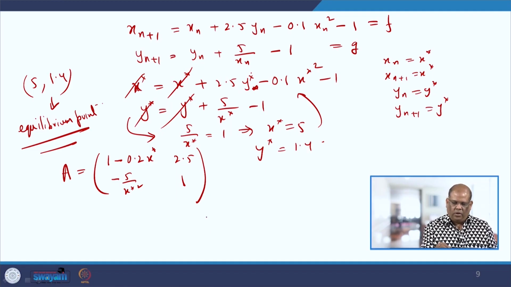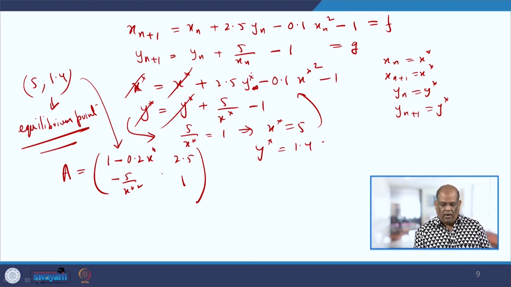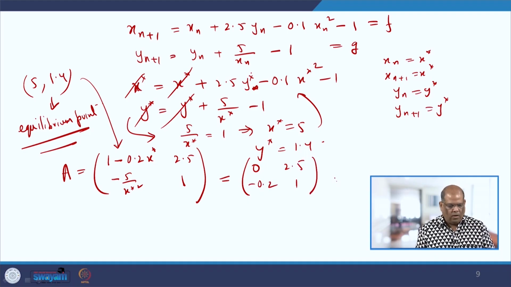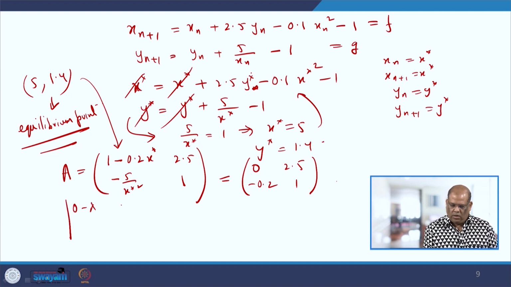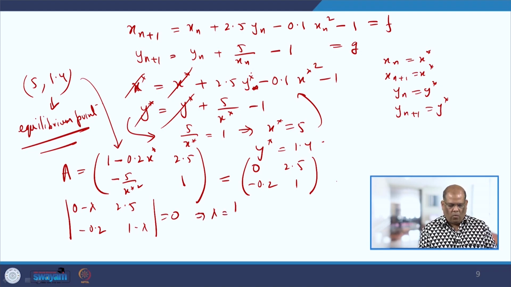And when you substitute the value of x star here, you will get this matrix to be 0, 2.5, minus 0.2 and 1. So, now you have to just find the eigenvalues of this matrix: determinant of minus lambda, 2.5, minus 0.2, 1 minus lambda equal to 0. And if you solve it, you will get lambda equal to 1 plus minus i by 2.